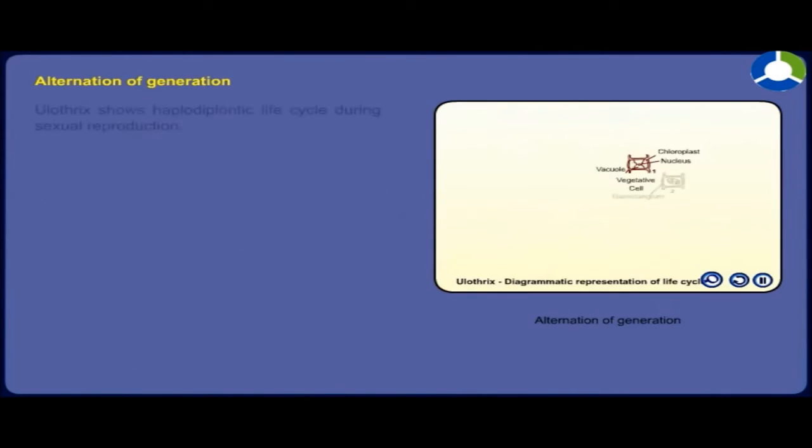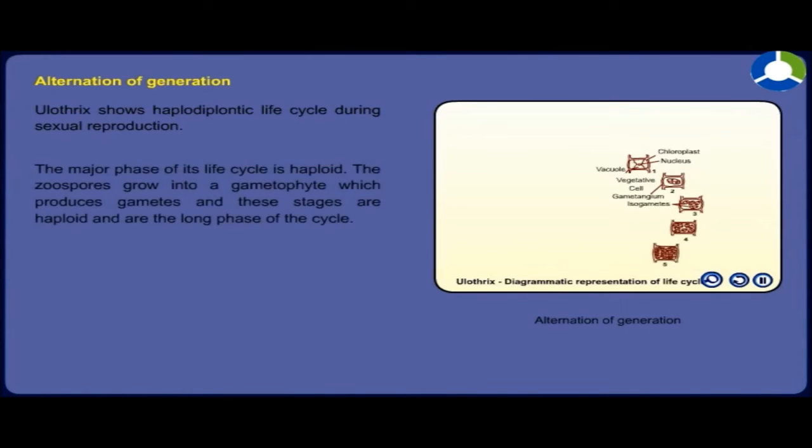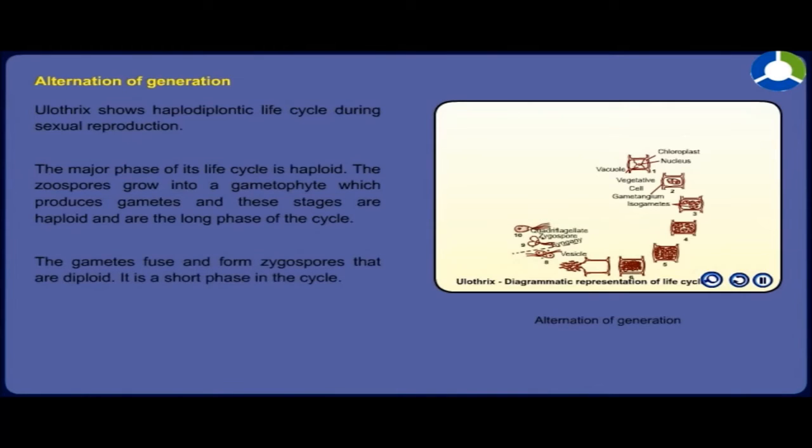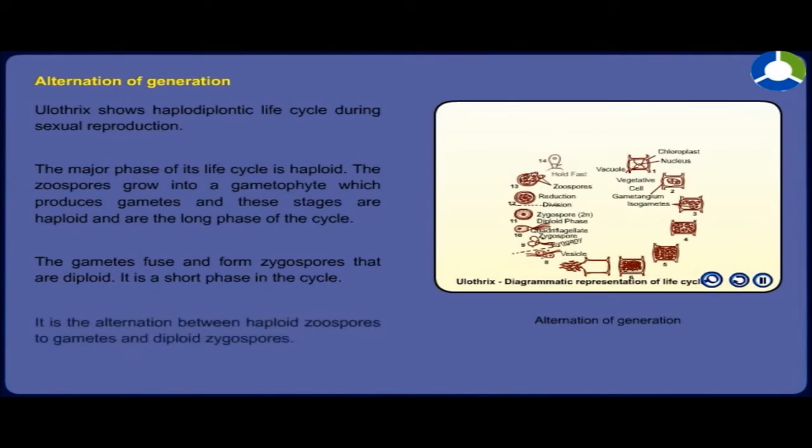Alternation of generations. Ulothrix shows a haplontic life cycle during sexual reproduction. The major phase of its life cycle is haploid. The zoospores grow into a gametophyte which produces gametes, and these stages are haploid and are the long phase of the cycle. The gametes fuse and form zygospores that are diploid. It is a short phase in the cycle. It is the alternation between haploid zoospores to gametes and diploid zygospores.